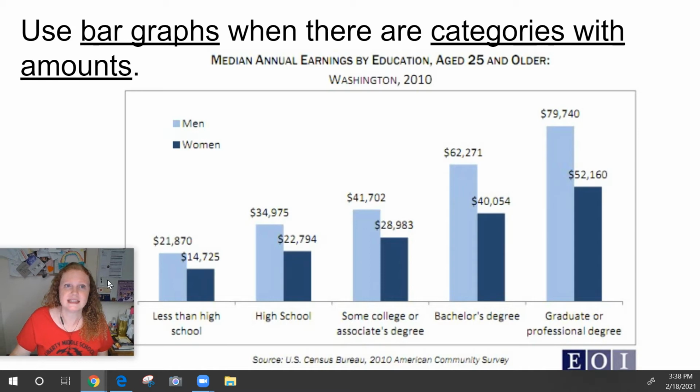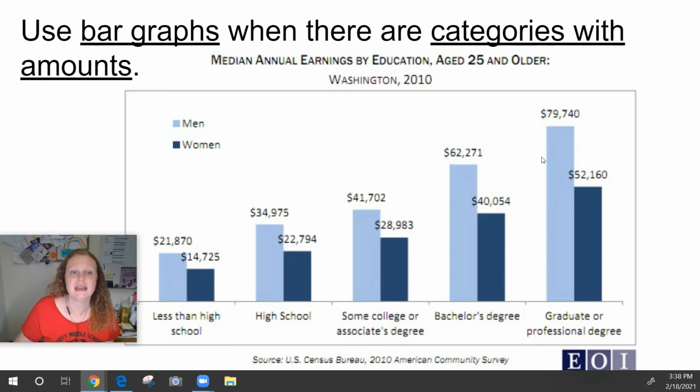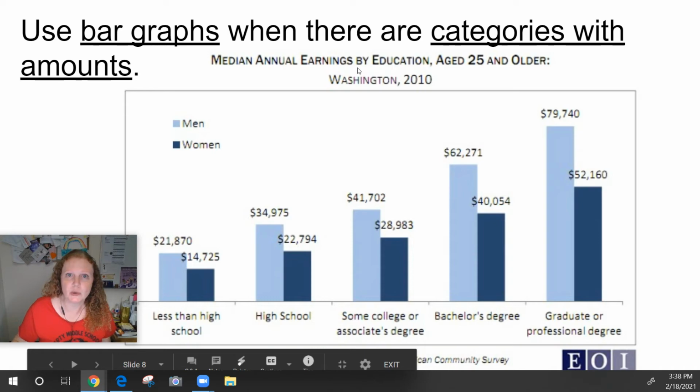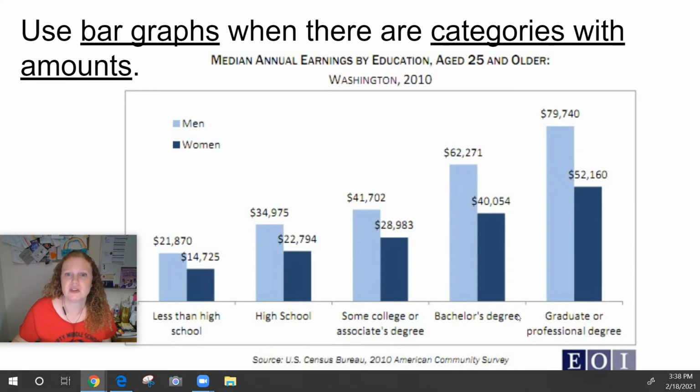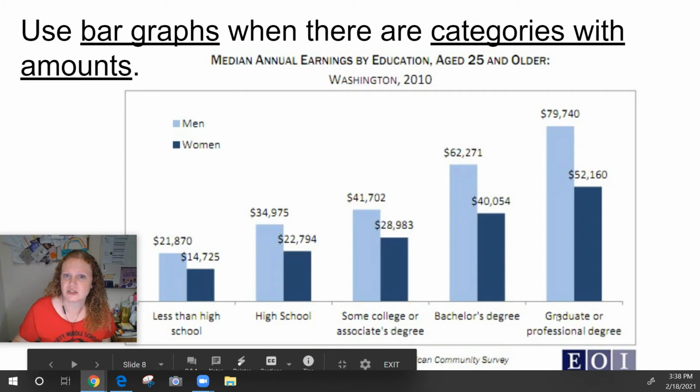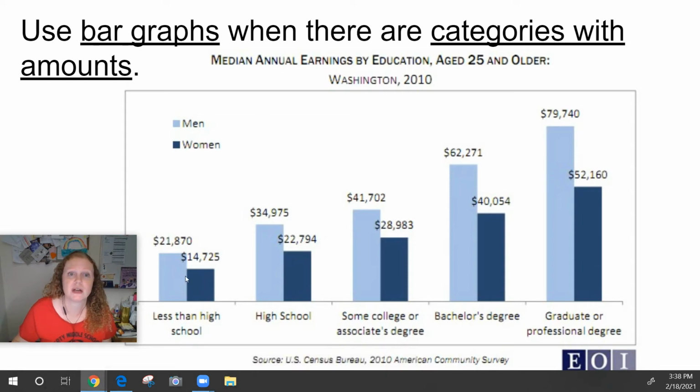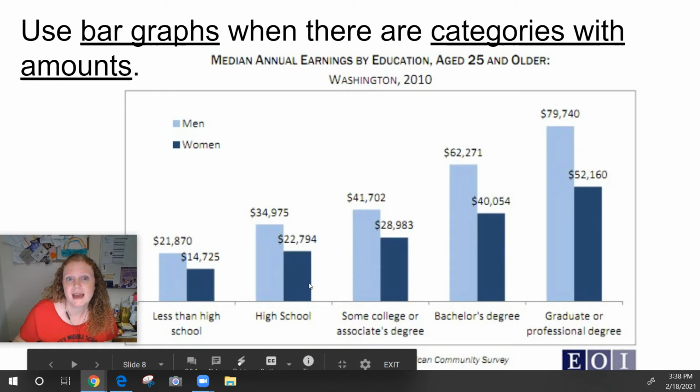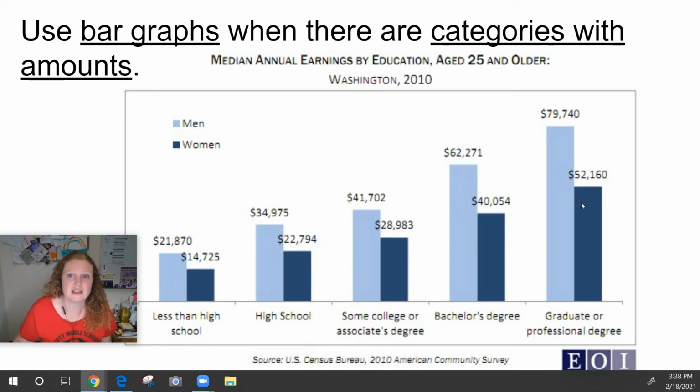Here we go. This is a bar graph. Bar graphs are really, really good when there are categories, and they can go up and down, or they can go sideways, with amounts for the categories. This graph shows the median annual earnings by education, age 25 and older. You can see, generally speaking, as people get more education, they have a higher income. There is also a difference between men and women. The coloring of the bars is really helpful to see the difference. It generally goes up with education, and that makes sense. And generally speaking, women make less money than men.